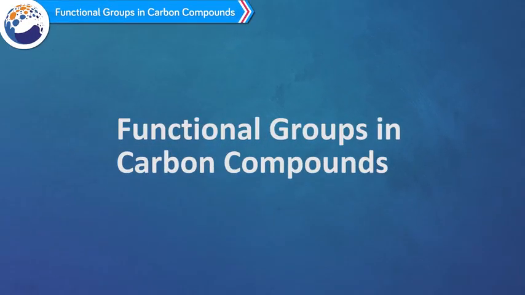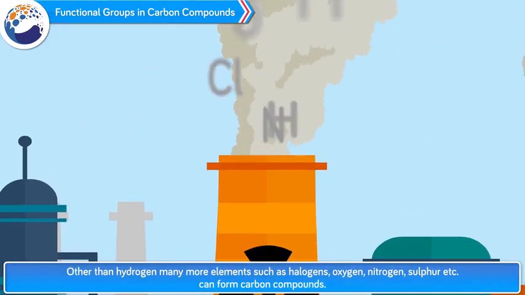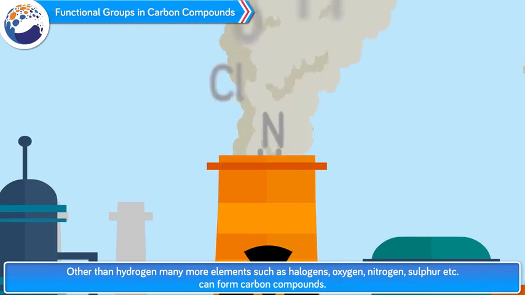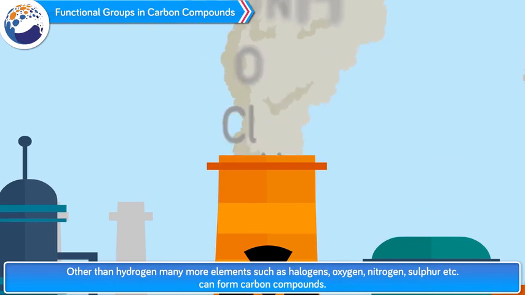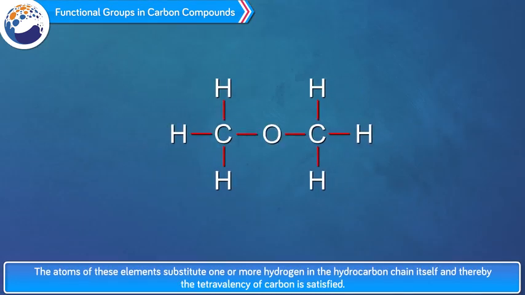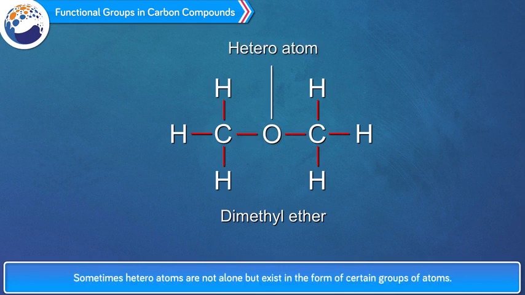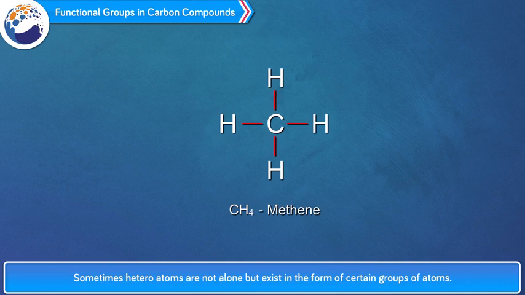Functional groups in carbon compounds. Other than hydrogen, many more elements such as halogens, oxygen, nitrogen, sulfur, etc. can form carbon compounds. The atoms of these elements substitute one or more hydrogen in the hydrocarbon chain itself, and thereby the tetravalency of carbon is satisfied. The atom of the element which is substituted for hydrogen is referred to as a heteroatom. Sometimes heteroatoms are not alone but exist in the form of certain groups of atoms.